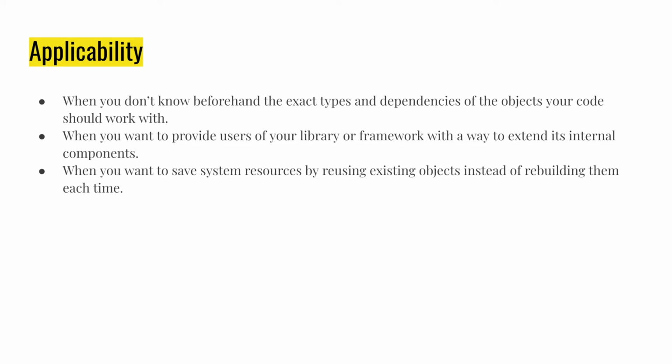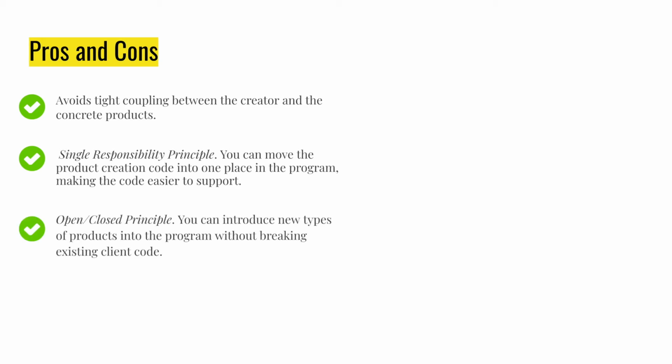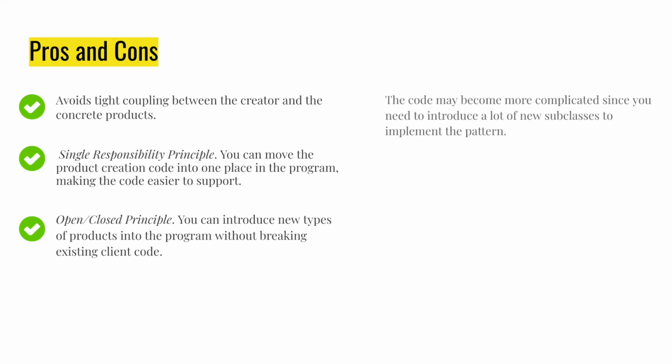What are the pros and cons? First, it avoids tight coupling between the creator and the concrete products. You can move the product creation code into one place in the program, making the code easier to support. You can introduce new types of products into the program without breaking existing client code. The only con would be the code may become more complicated since you need to introduce a lot of new subclasses to implement the pattern.